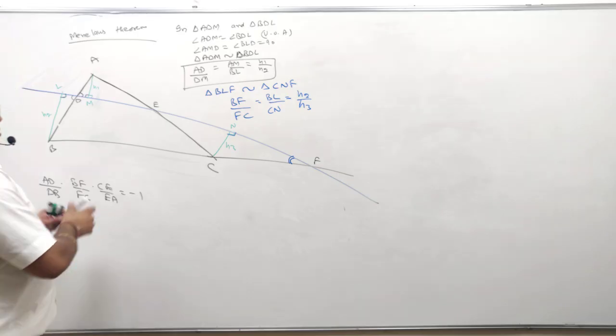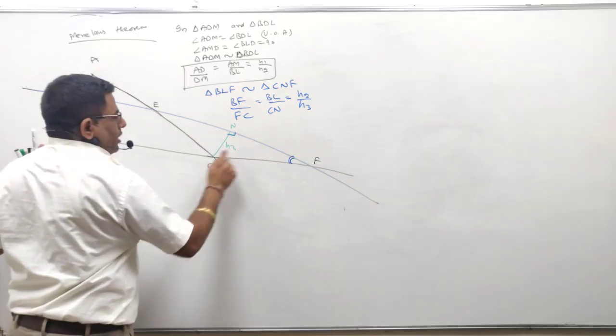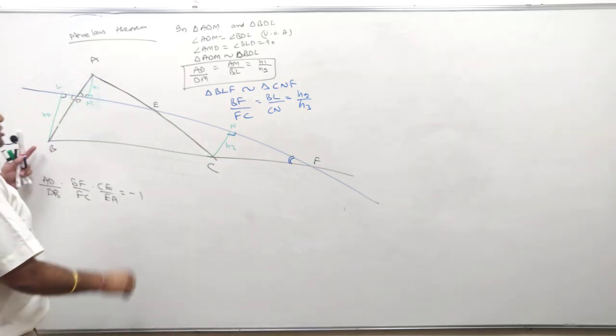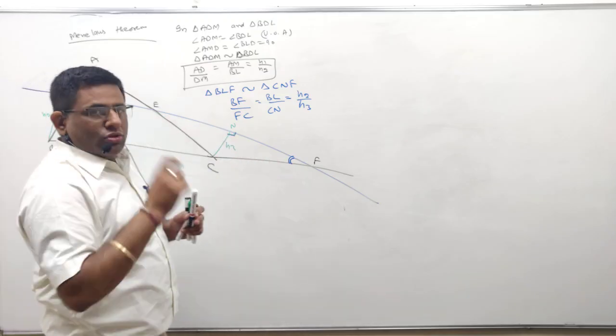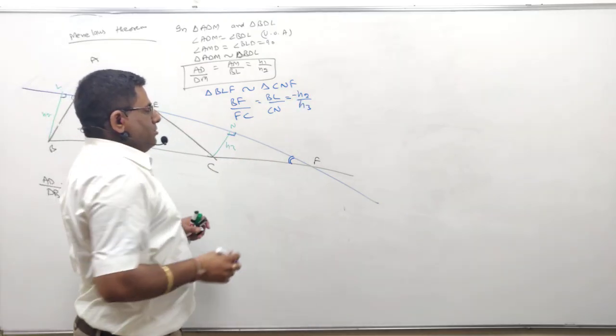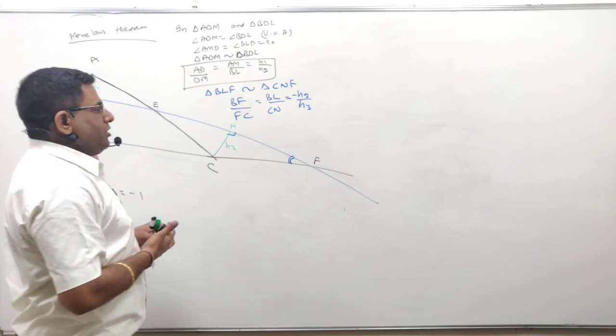ठीक है बेटा? यानी BLF वाला जो ट्रायंगल है वो CNF वाले ट्रायंगल के सिमिलर हो जाएगा, तो BF अपॉन FC का जो रेशियो है वो H2 by H3 आ जाएगा, क्योंकि ये नेगेटिव है तो मुझे नेगेटिव साइन लेना चाहिए. ठीक है, साइन कन्वेंशन के लिए.